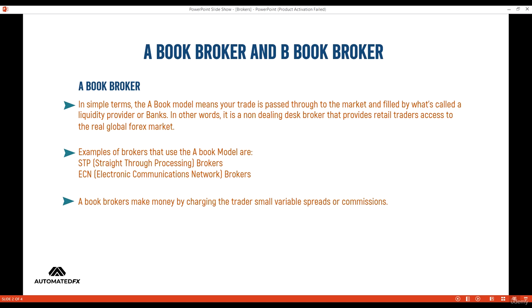Okay, so you have to get it right from the foundation. Choosing a broker is very important. You should know that there are two categories of brokers: the A-book broker and the B-book broker. The A-book brokers reroute your orders directly to the market, and the B-book brokers we're going to look at in the next slide. There are two examples of the A-book broker: the STP, that's straight through processing brokers, and the ECN.